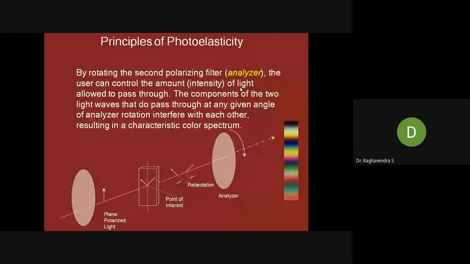That means we can pass as much light as we need here. How? By rotating this. We have some facility there to rotate. I think you can recall the experiment. The components of the two light waves that pass through at any given angle of analyzer rotation interfere with each other, resulting in a characteristic color spectrum.